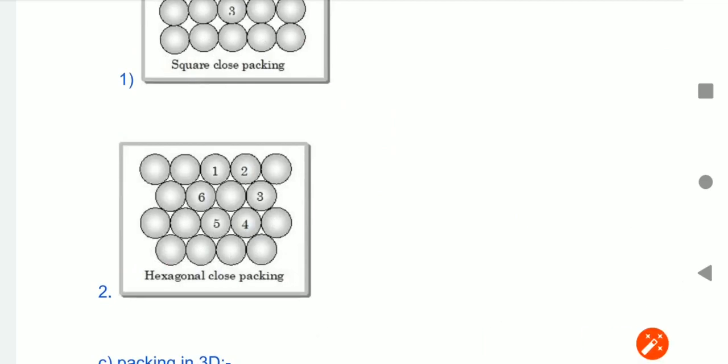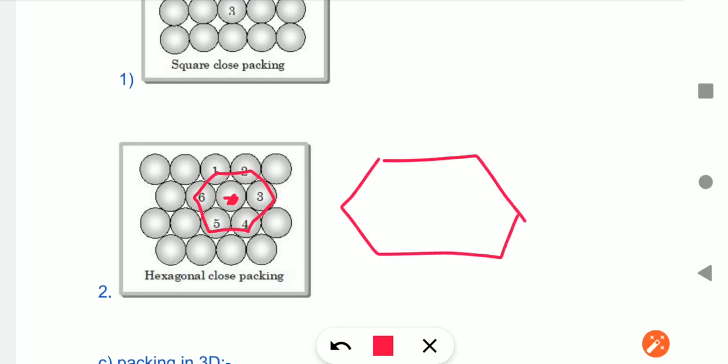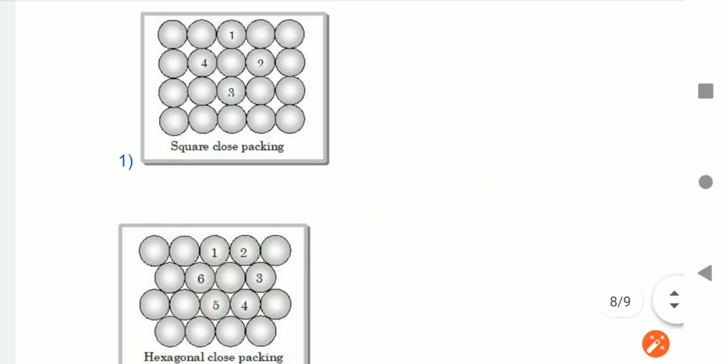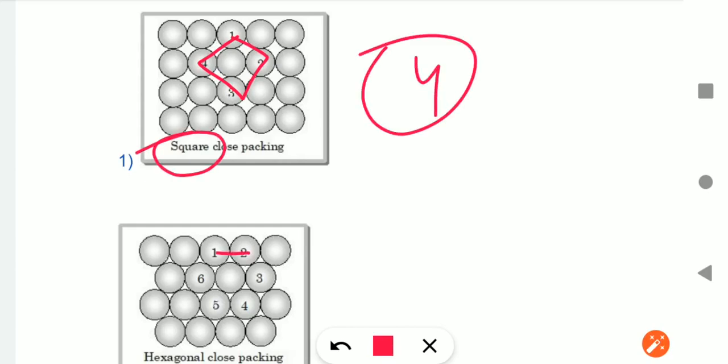How hexagonal close packing? When you check the coordination number of the center, you will get 6 spheres directly linked with the center sphere, and these are representing a hexagon. That's why this type of packing is known as hexagonal. Here the coordination number is 4. What is here? As you merge these spheres, you will get a square. That's why this is known as square close packing. Coordination number is 4. Here the coordination number is 6 because the packing is hexagonal.